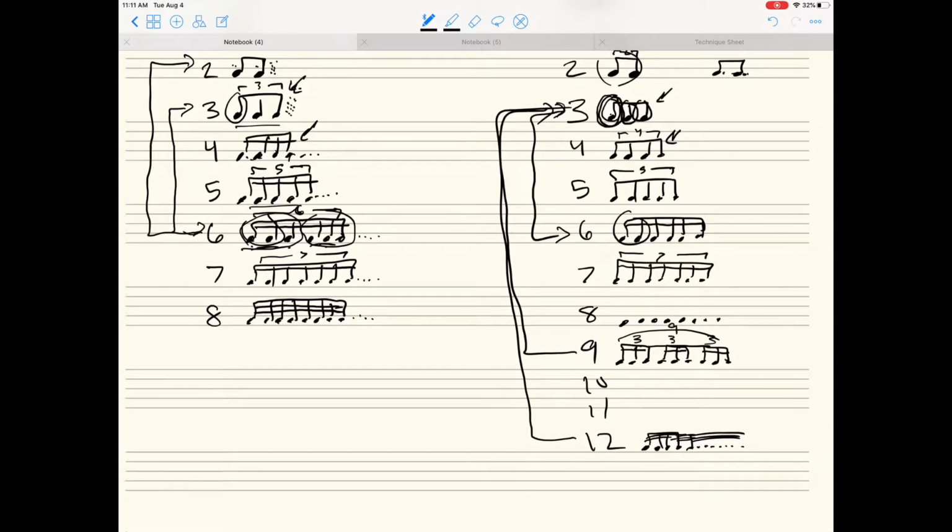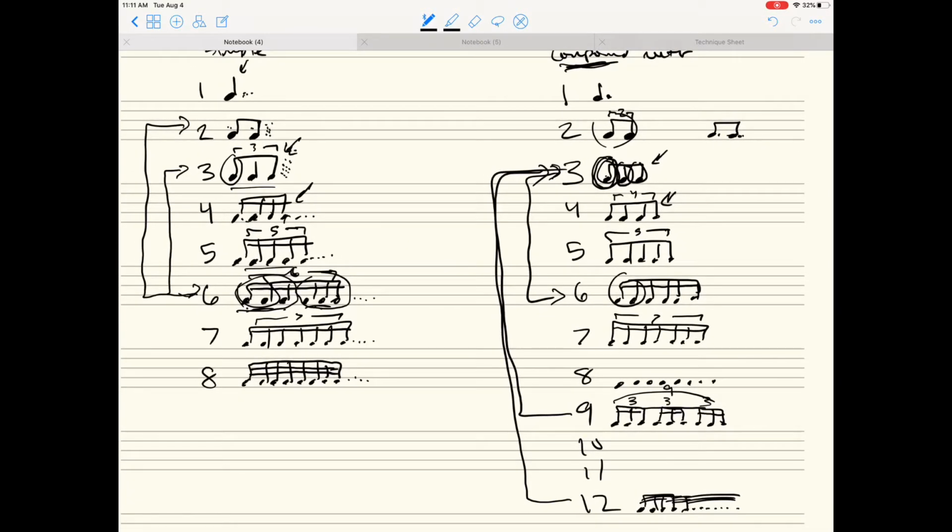So again, we can do the same thing with compound meter. So our basic beat is like this. Go slow for this one. One, two, three, four. So this is a duple now. Now here's our basic beat.